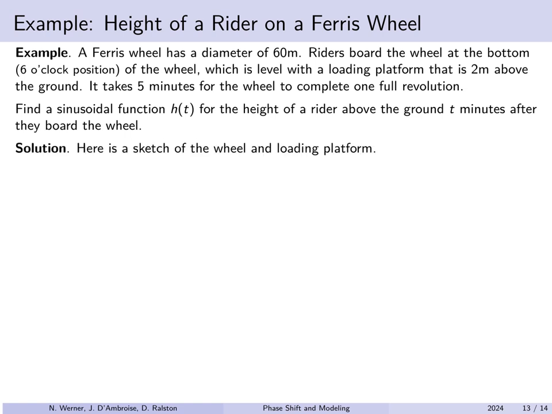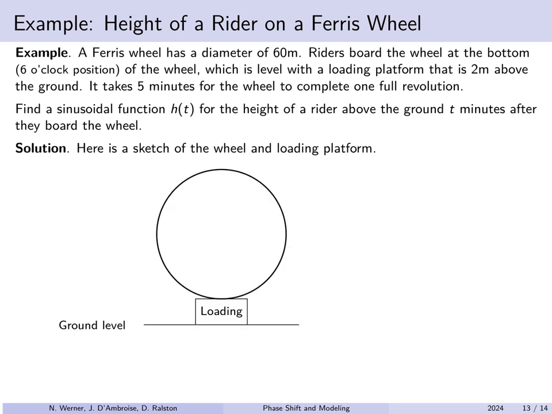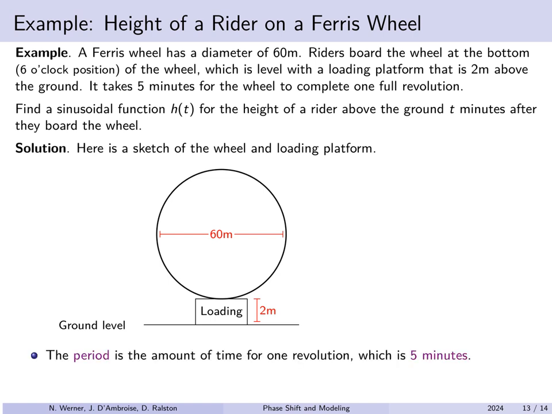So let's just draw a quick diagram. We have ground level, we have a loading platform, and we have the Ferris wheel, and we are told the bottom of the wheel aligns with the top of the platform. The wheel has a diameter of 60 meters. The loading platform is 2 meters high. The period is the amount of time for one revolution. We're told that's 5 minutes.